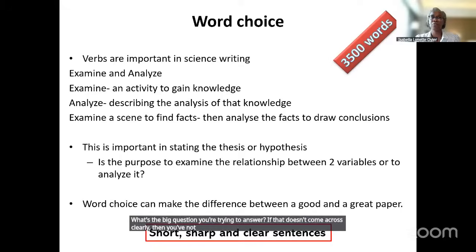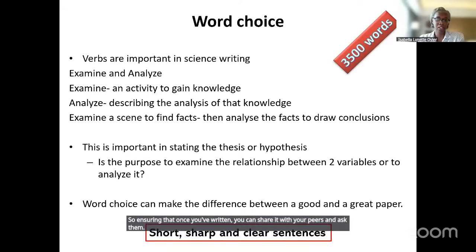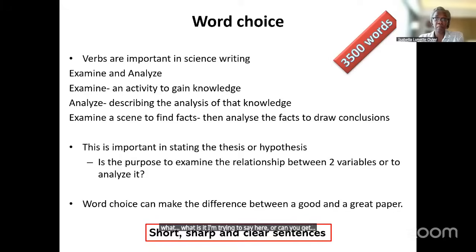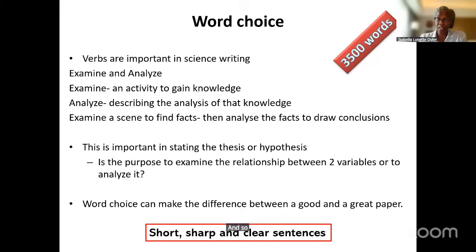So once you've written, you can share it with your peers and ask them, what is it I'm trying to say here? Can you get the big idea that I would like to sell to the person who's offering the grant, for instance? So just ensuring you have the clear question. Your word choice can make the difference between a good and a great paper, or a great grant. So keep it short and sharp, with clear sentences that make sense. Short sentences are actually quite powerful compared to long, convoluted ones.